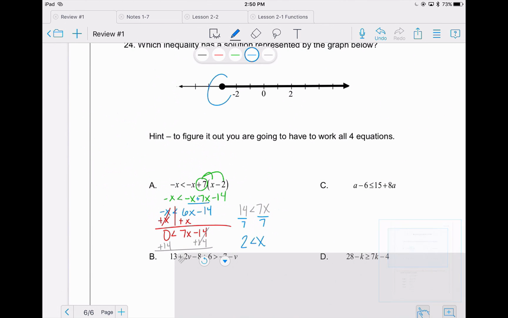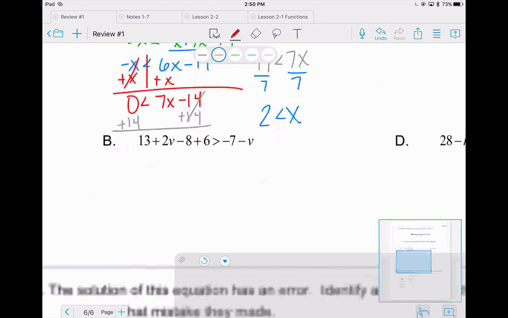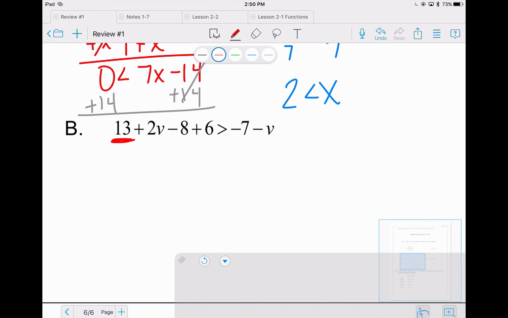Now looking at my solution, I can see I had a solution at negative 3, and it's everything greater than. So a huge hint here is that on problem A, it equals 2, not negative 3. So I'm not looking at that one. For this problem, combine my like terms. So 13 minus 8 plus 6 is 11.